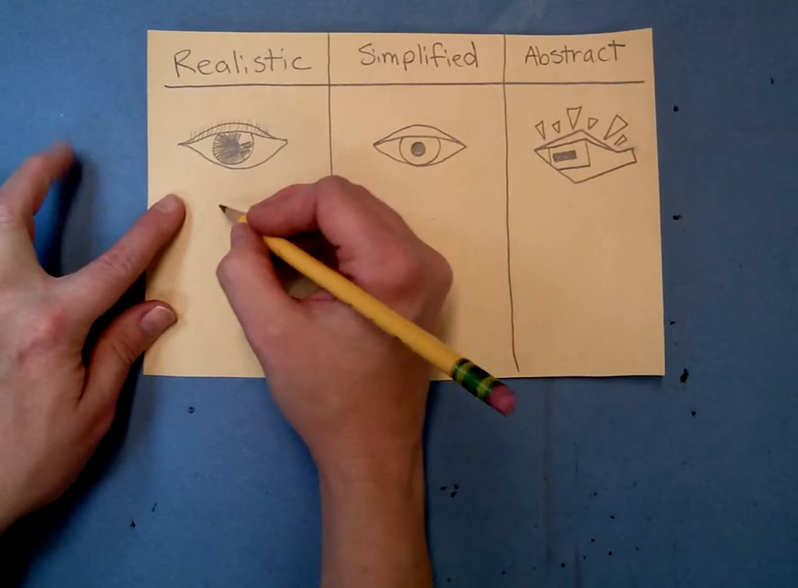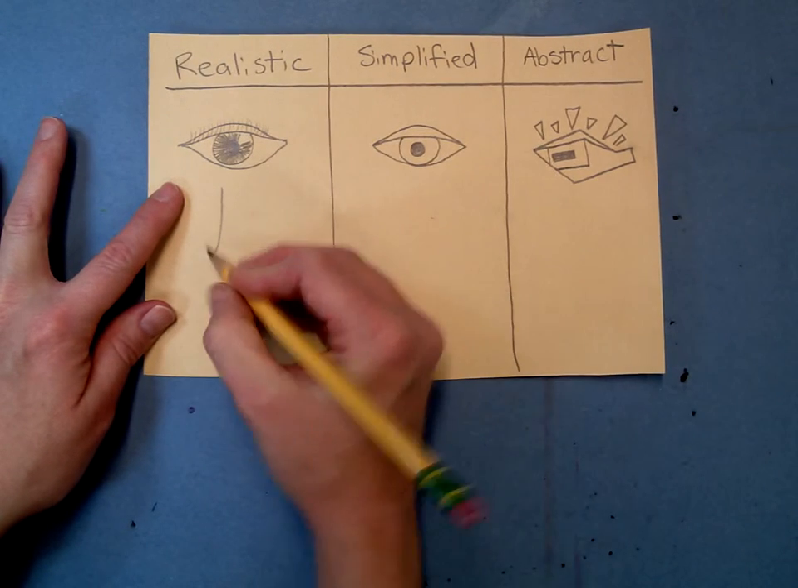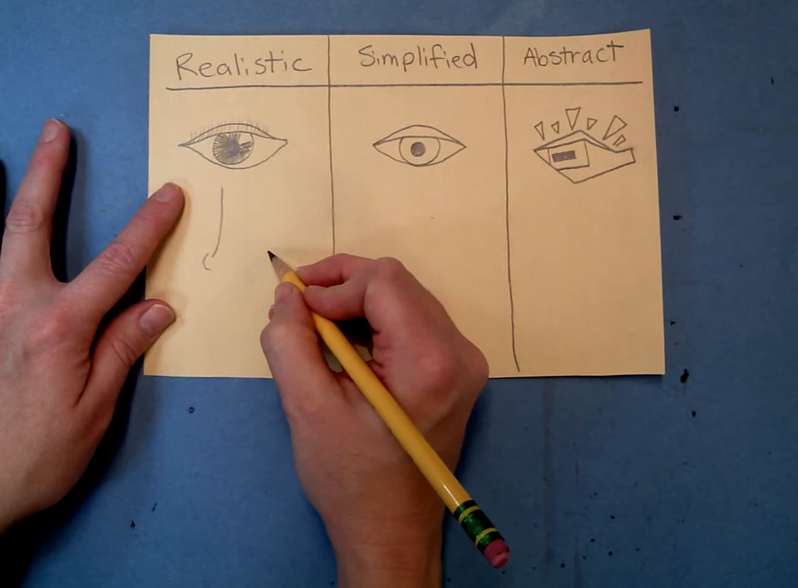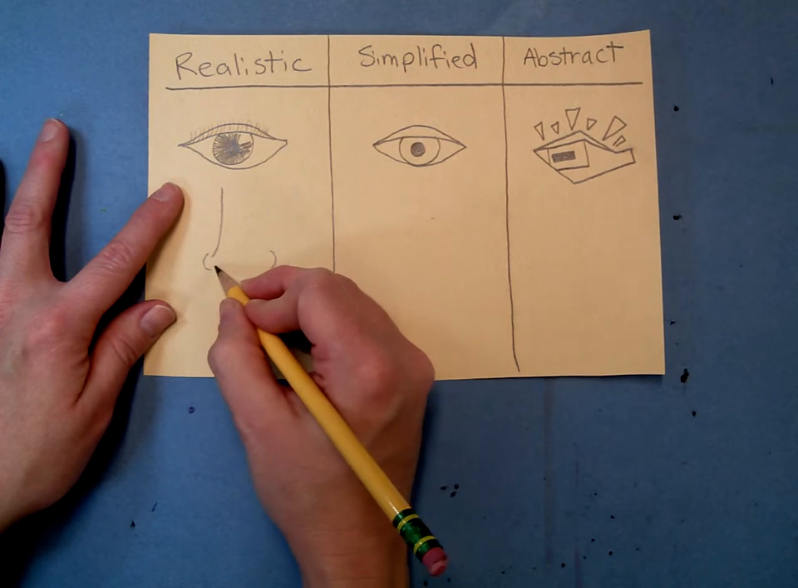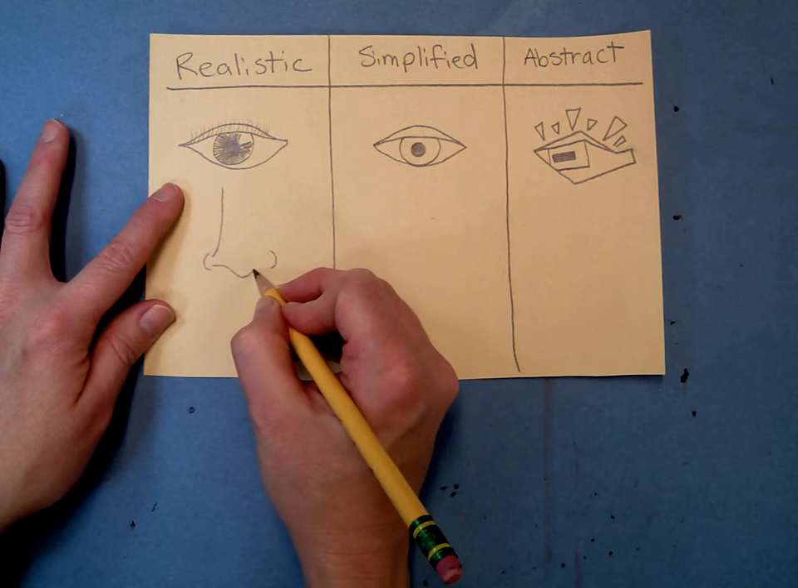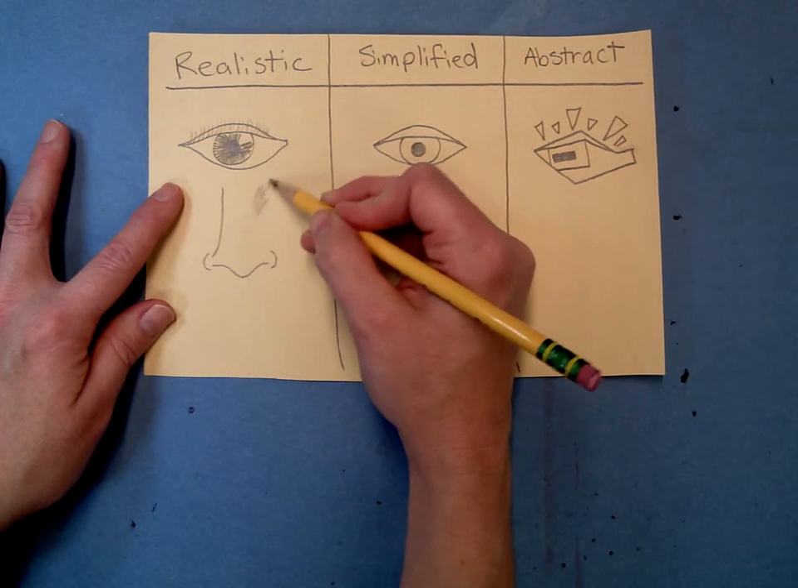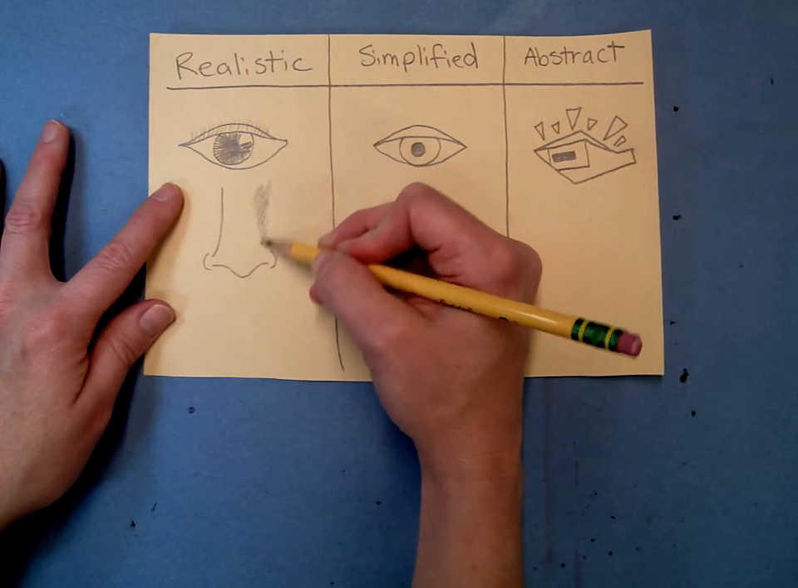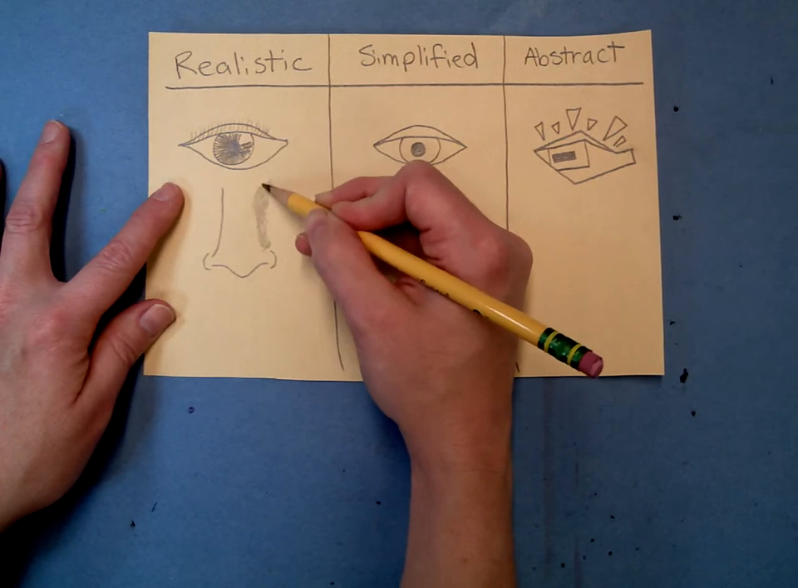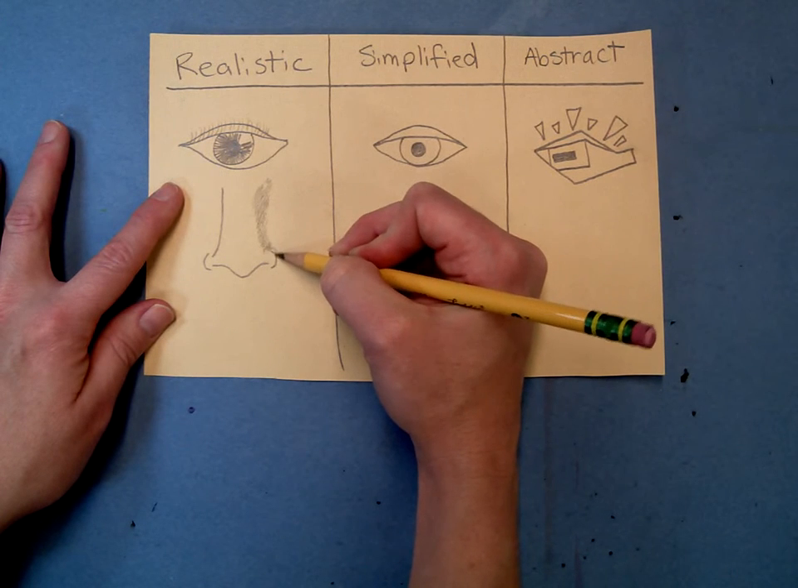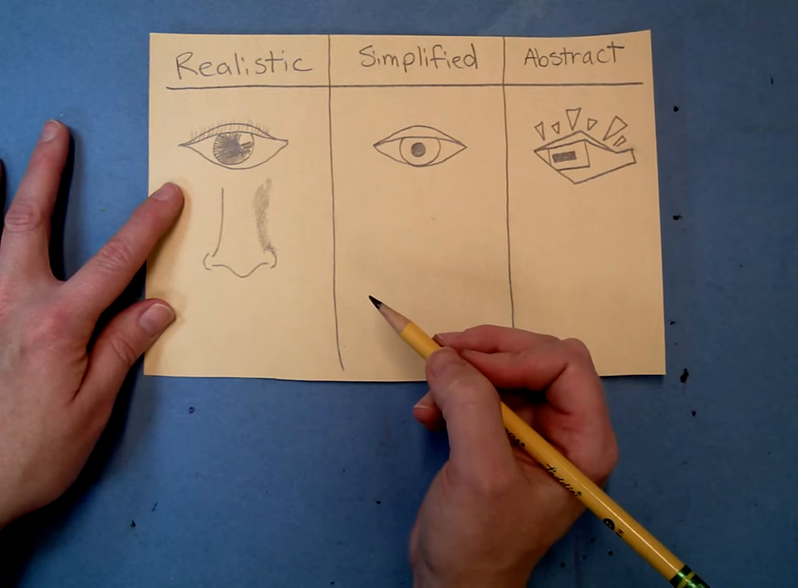For a nose, if I were to draw a realistic nose, I would pay attention to those basic shape details. I would go in and probably add some shading. Shading makes things look very realistic. So shadows and shading details would be part of a really realistic picture.